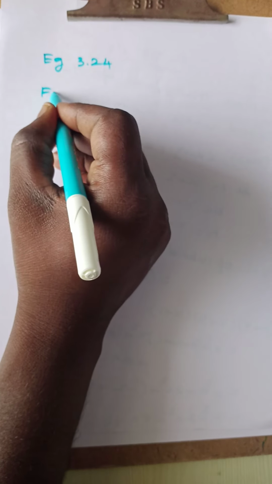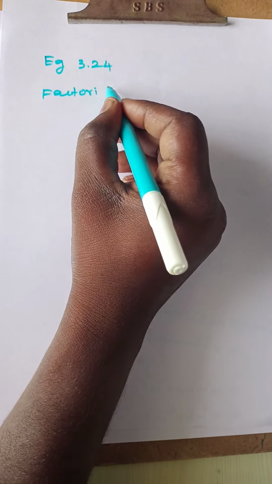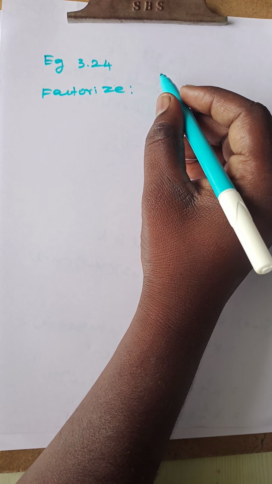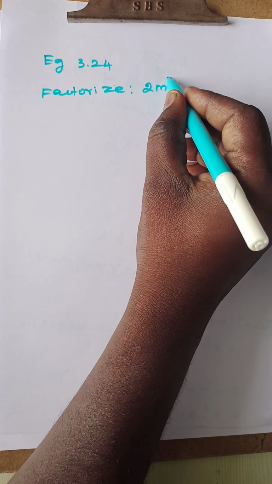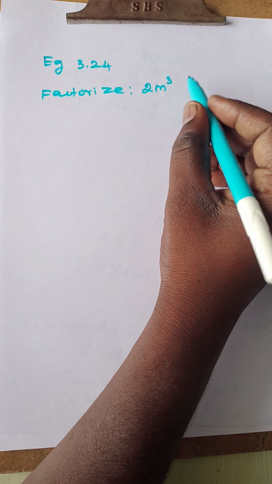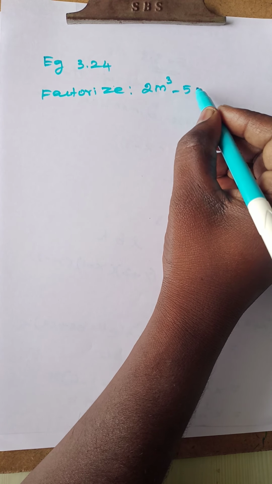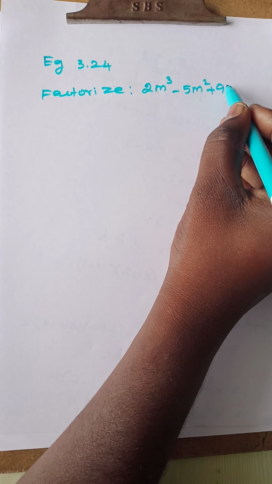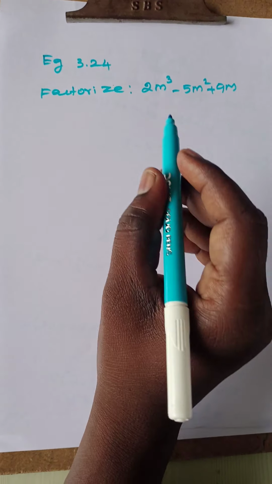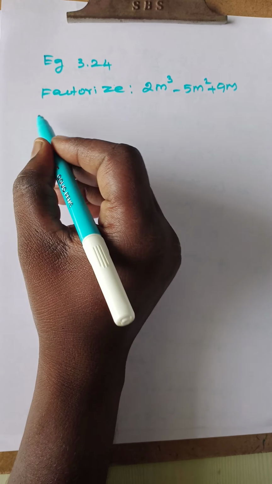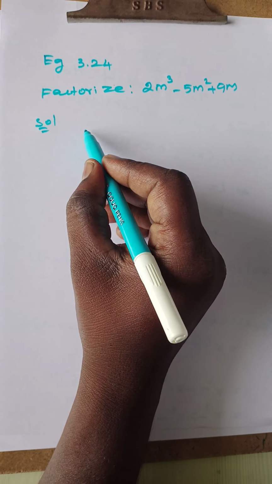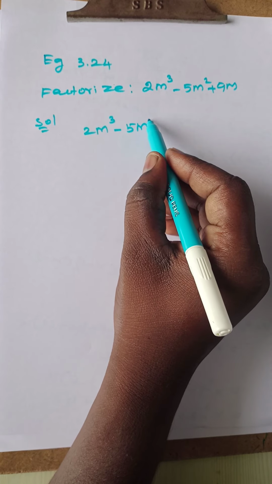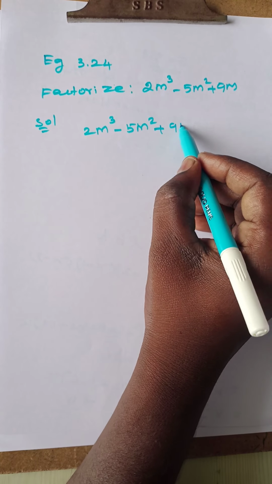Factorize 2m power 3 minus 5m square plus 9m. Okay. So what is the question? Solution: 2m power 3 minus 5m square plus 9m.